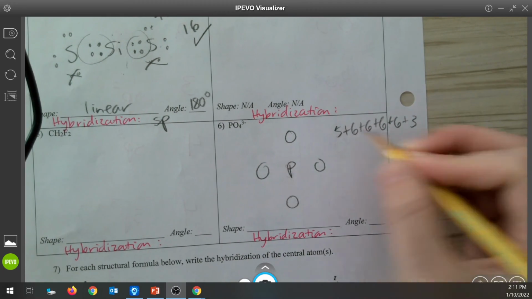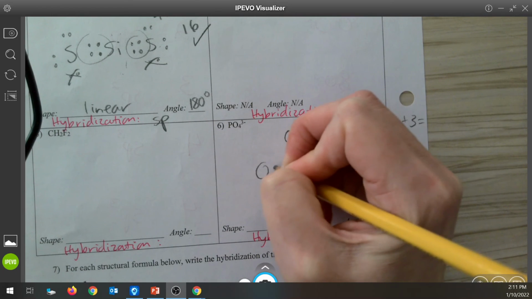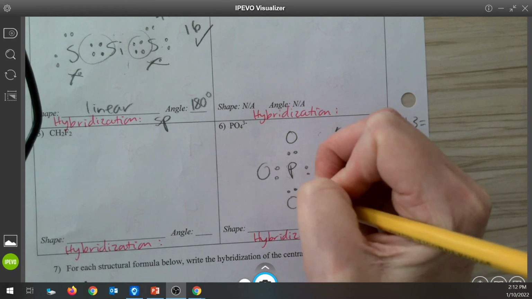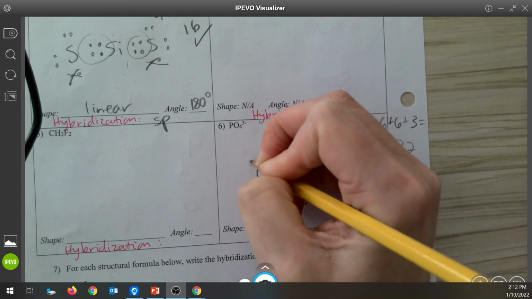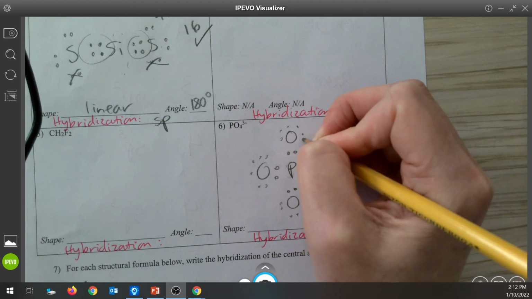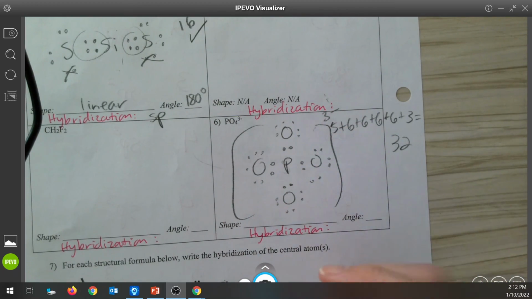Remember, you got to add in 3 more because it gains 3 more electrons for a total of 32. Make your single bonds first, and then fill the outer atoms. Okay, and you'll see that it's exactly 32 to fill up all the oxygens. And don't forget your brackets and your charge.